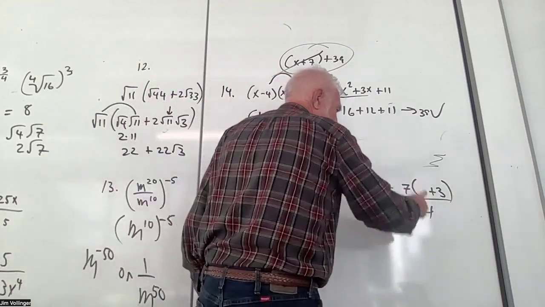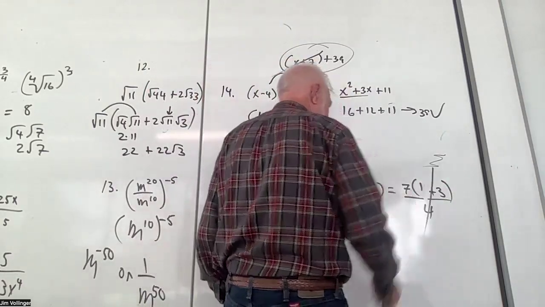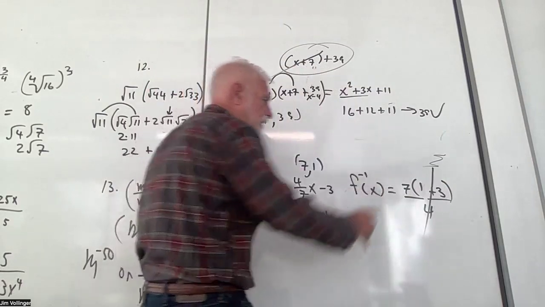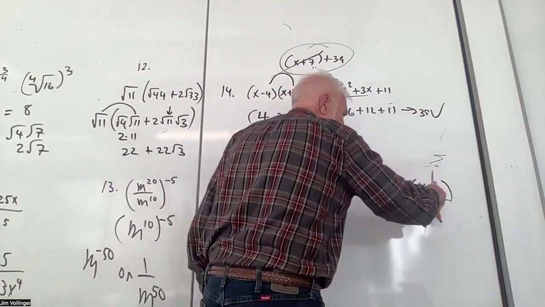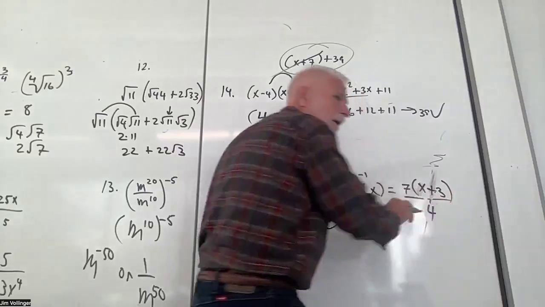Let's put a 1 in here and see if it comes out as a 7. 4 times, well, the 4's cancel. It comes out as a 7. So that is correct. This answer over here is correct. All right, x plus 3 over what? 4. Here's your final answer.